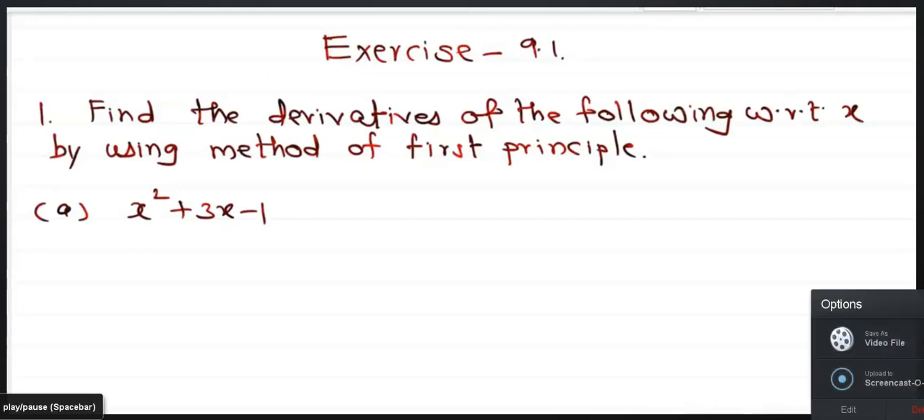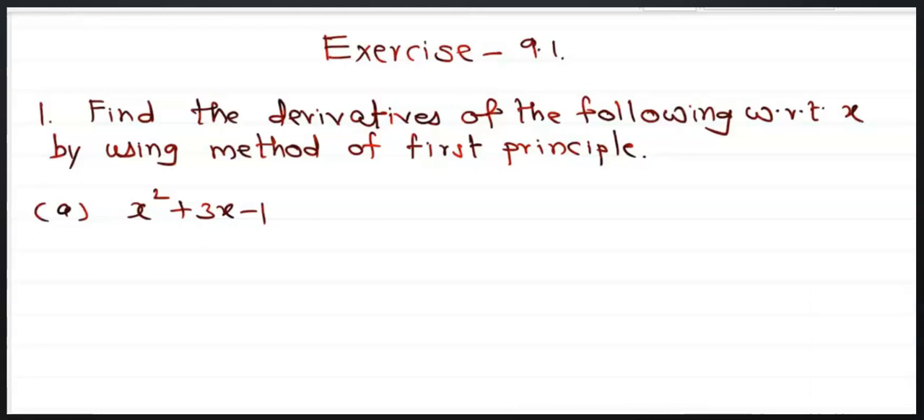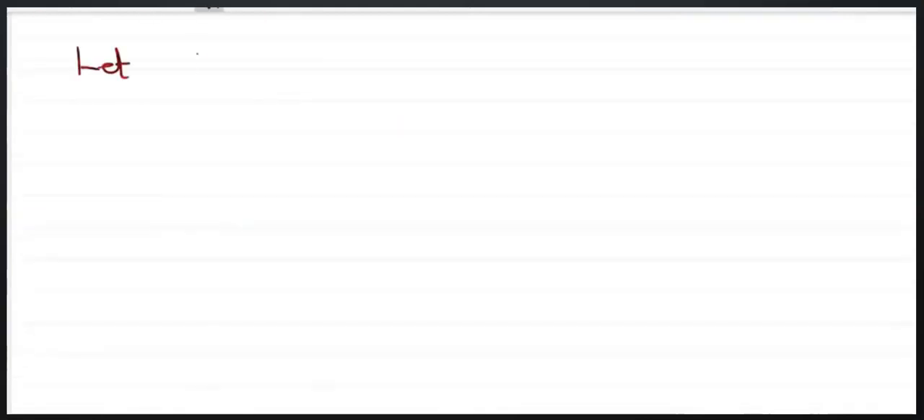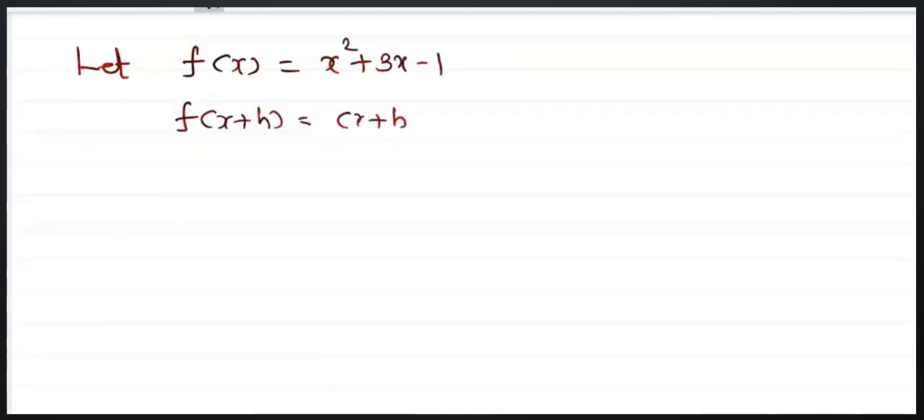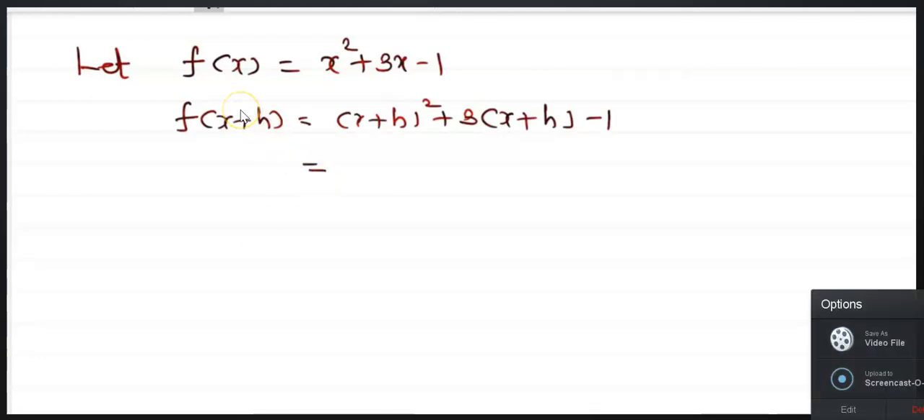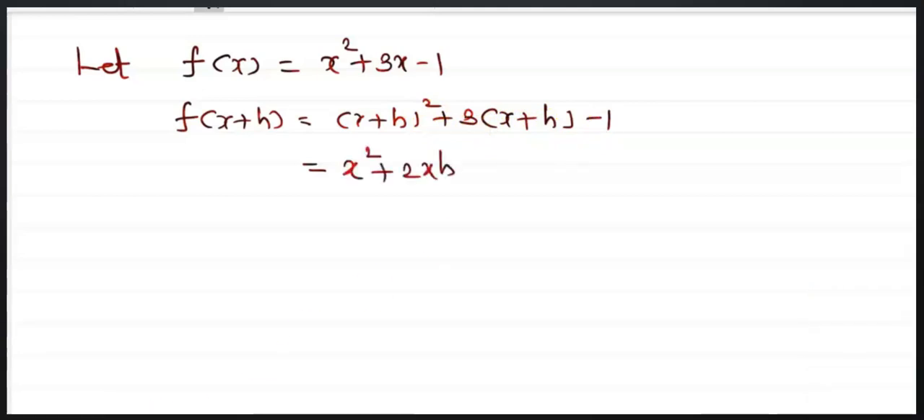Now, find the derivative of the following with respect to x. The first is f of x is equals to x square plus 3x minus 1. Then what about f of x plus h? Now in this case, x is replaced by x plus h. f of x plus h is equals to (x plus h) square plus 3 times (x plus h) minus 1. Now we will apply here the expansion.